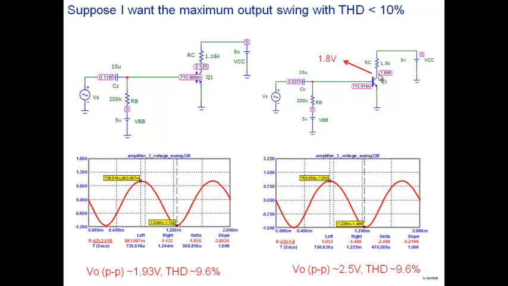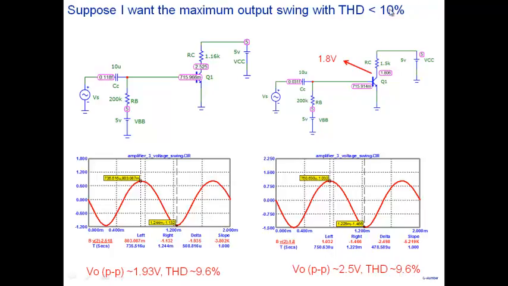Note I biased it at 1.8. It's not in the middle. Okay? Not in the middle. What did I get? I got a swing of 2.5 with the same harmonic distortion. So the other notion that I want to dispel is that biasing in the middle is the best biasing that is there. That's not true. This is clearly showing you.